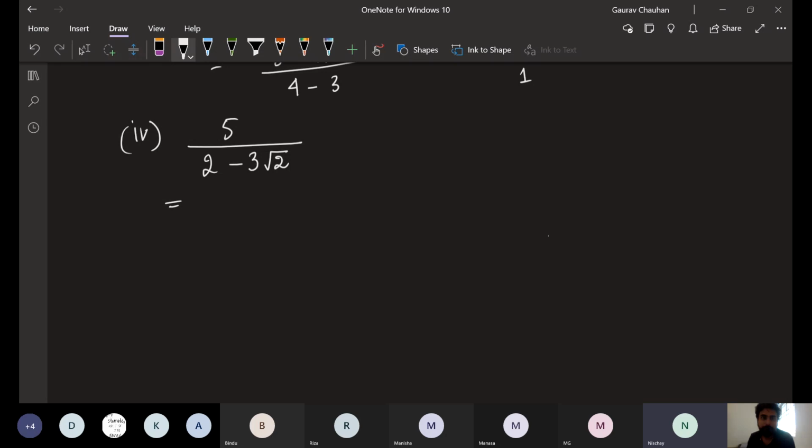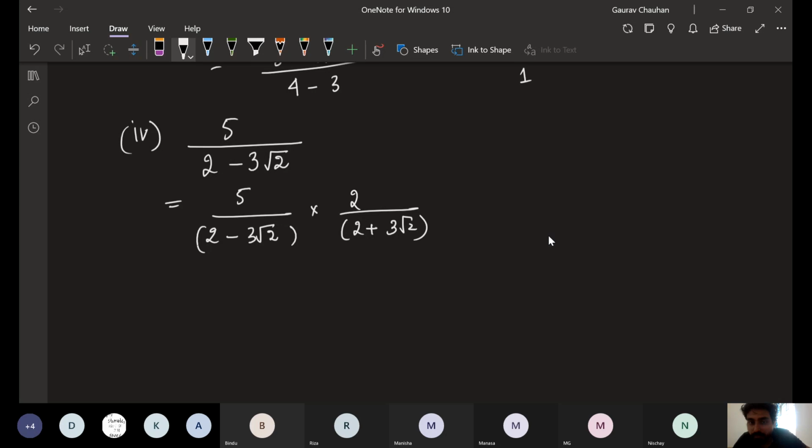Sir, so it will be 5 by 2 minus 3 root 2. That's as it is. I'm going to write, into 2 plus 3 root 2 by 2 plus 3 root 2. Perfect. 2 plus 3 root 2 by 2 plus 3 root 2.